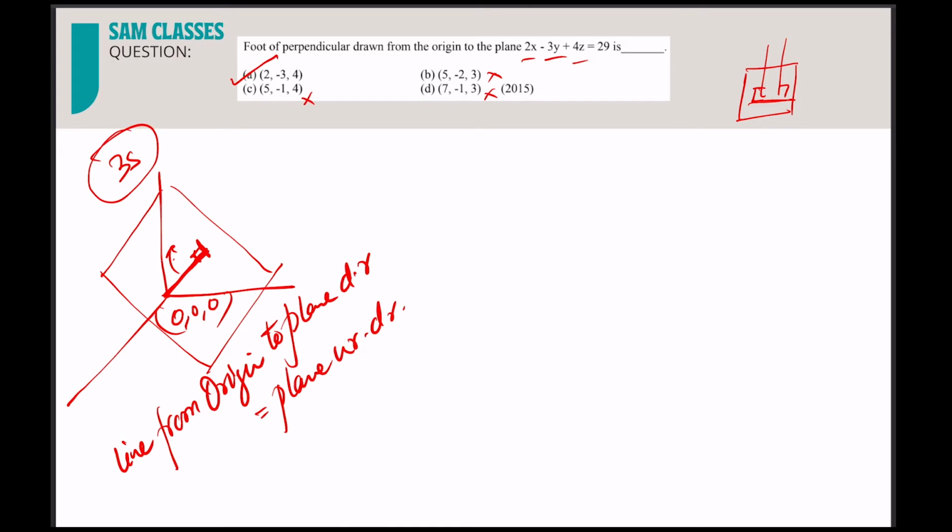Now it could have been other ratios also, like 4, minus 6 and 8, any other ratios you could have taken, but since they gave such easy points, it's directly done. Clear? Now this much you can remember: whenever they give foot of perpendicular drawn from origin to the plane, the plane's normal direction ratio and the point's direction ratio will be parallel. So it will be in ratio form. Just check the ratio and you will be done.